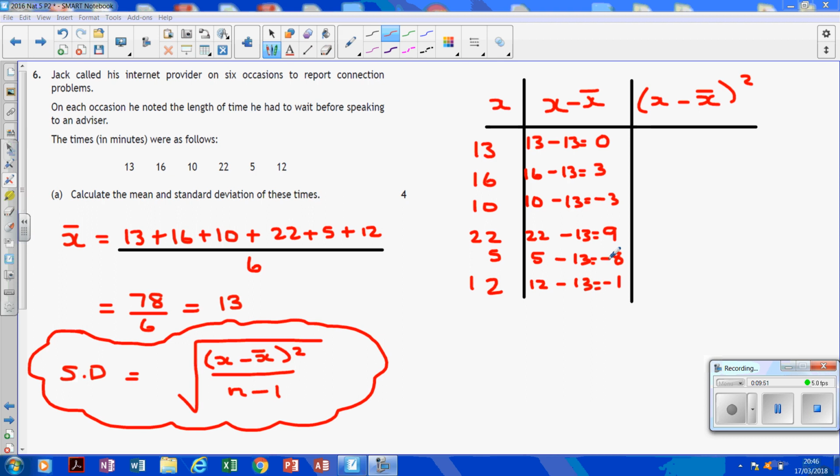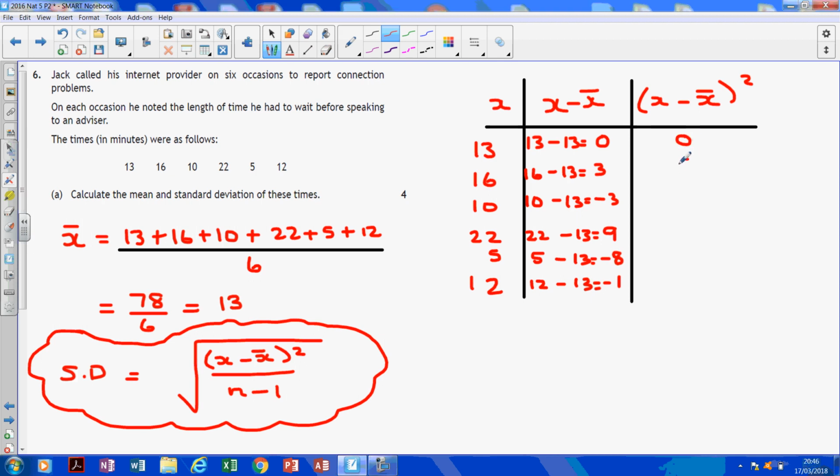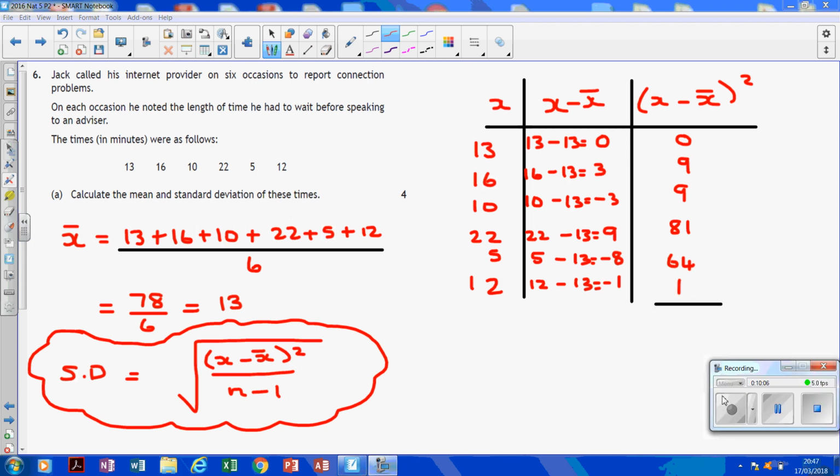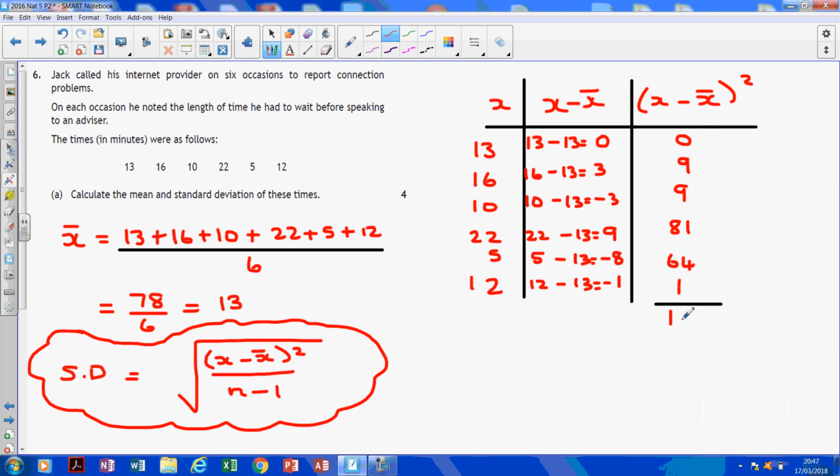We now want to square them. So 0 squared is 0, 3 squared is 9, minus 3 squared is also 9. 9 squared is 81. Minus 8 squared is 64. And minus 1 squared is equal to 1. Now, when we add all of them up, we get 164. Now, all it's left for me to do now is to stick them into that formula.